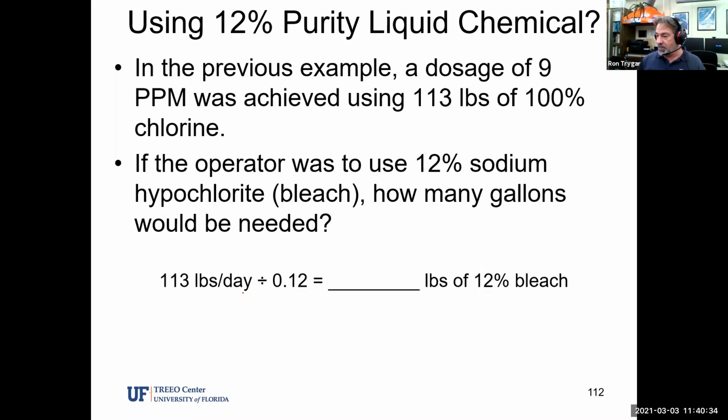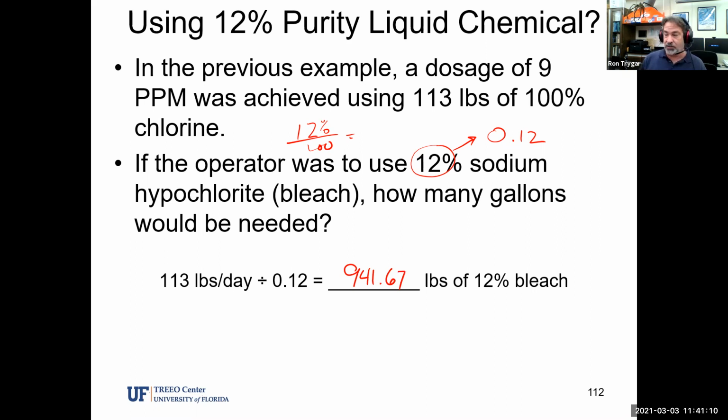So 113 pounds per day divided by, remember, convert this into a decimal equivalent, which is 0.12. How did we do that? It's 12% divided by 100 equals 0.12. So 113 divided by 0.12, and now I'm coming up with 941.6666. Let's go 941.67 pounds of the 12% bleach.